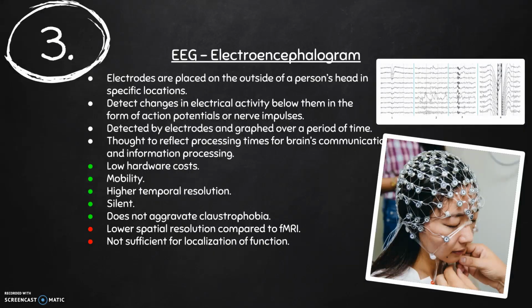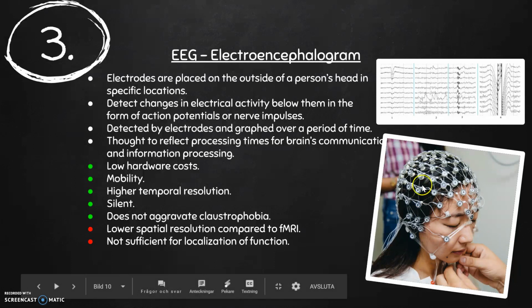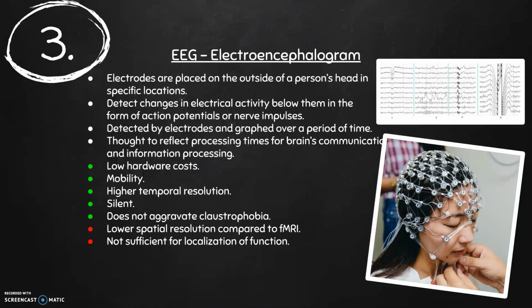Another way of studying the brain is EEG. This is when electrodes are placed on the outside of a person's head in specific locations. This then detects changes in electrical activity below them in the form of action potentials or nerve impulses. These are then detected by electrodes and graphed over a period of time, as you can see here. And this is then thought to reflect the processing time for the brain's communication and information processing.